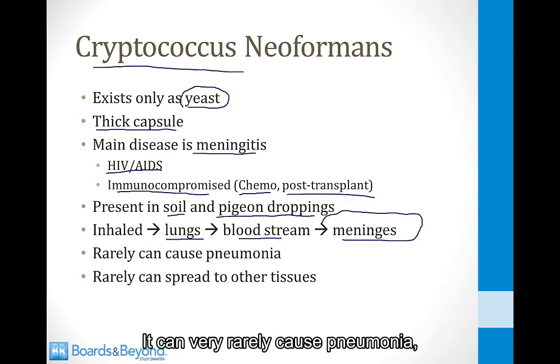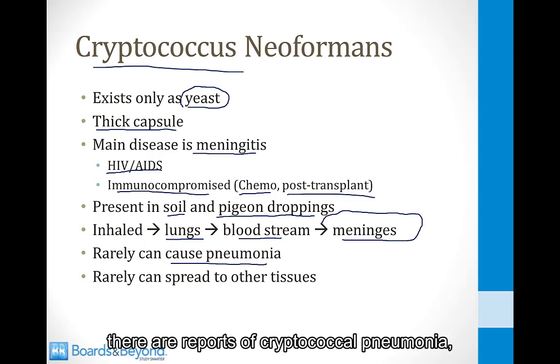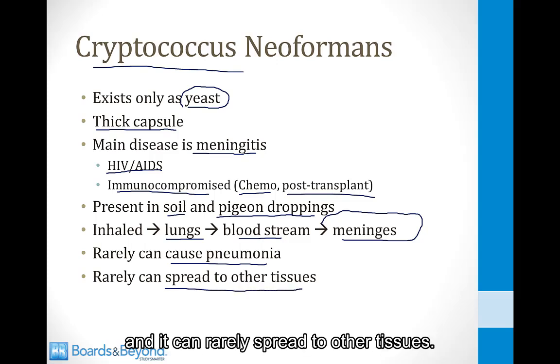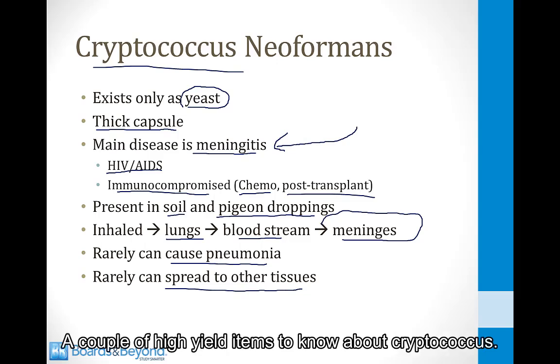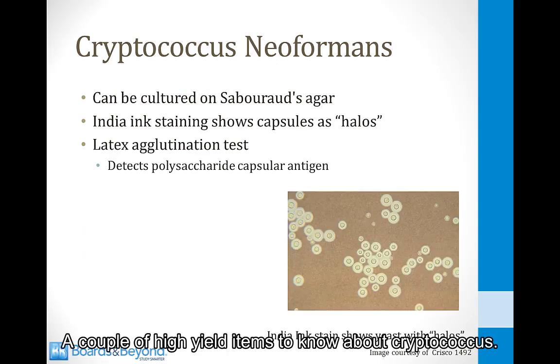It can very rarely cause pneumonia. There are reports of cryptococcal pneumonia, and it can rarely spread to other tissues. But as I said before, the most important disease to know about is meningitis. A couple of high-yield items to know about Cryptococcus.